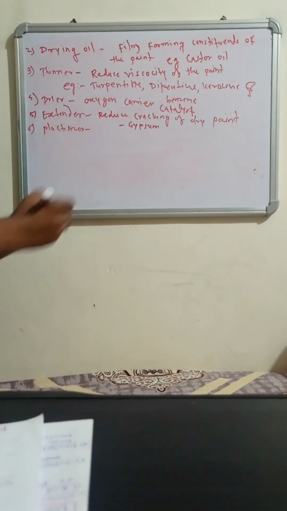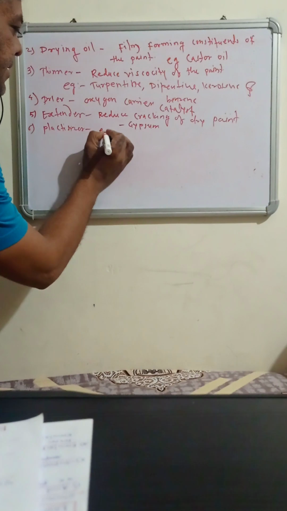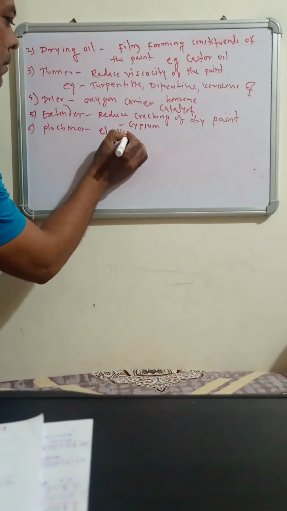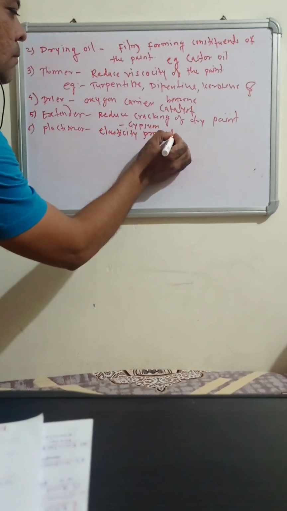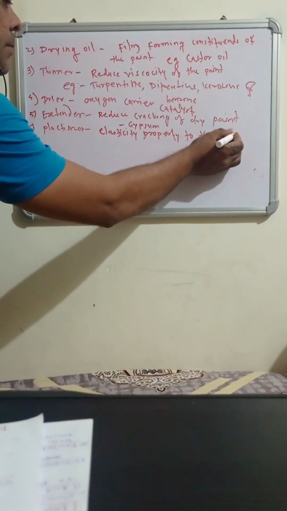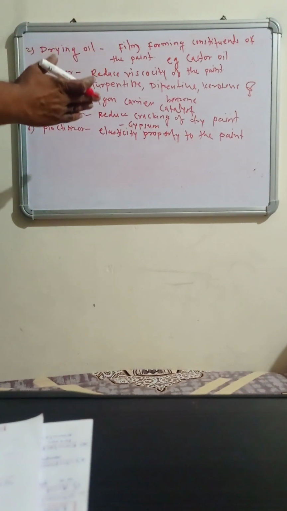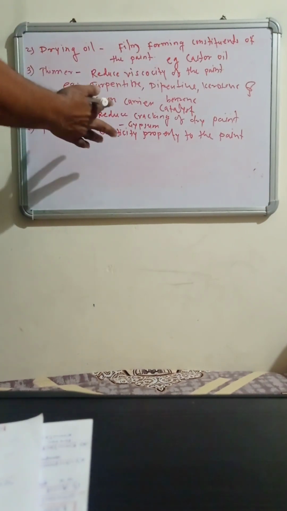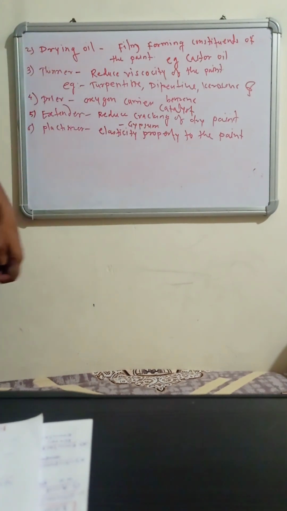So plasticizer gives the elasticity property to the paint. Means paint becomes flexible in nature. It does not create any type of crack over the paint surface. So plasticizer gives the elasticity property to the paint.